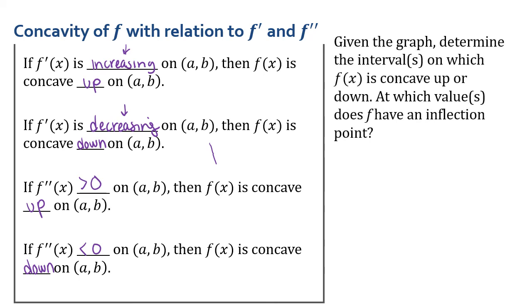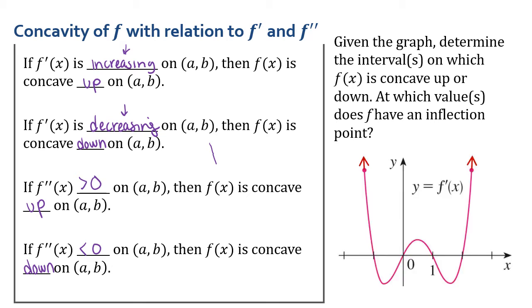So let's look at an example. Given the graph, determine the intervals on which f of x is concave up or down. At which values does f have an inflection point? Okay, so here's our first derivative. So for our first derivative, we said where it is increasing is where the graph is concave up. So this first derivative graph is increasing from here to here, and then it's increasing again from here to here.